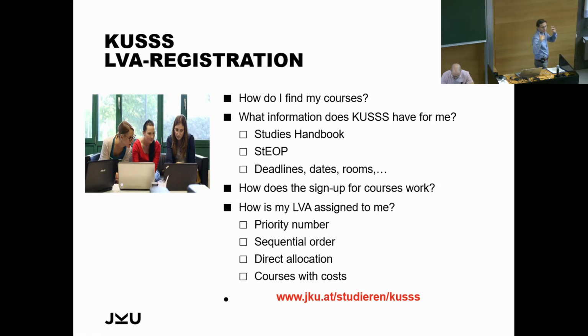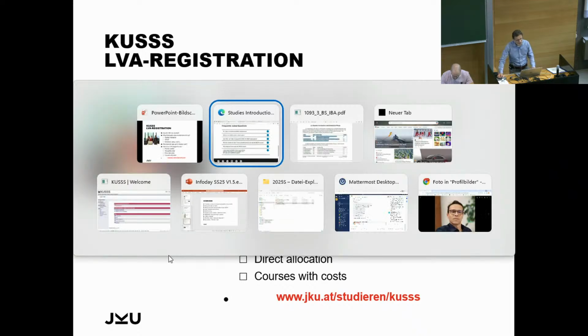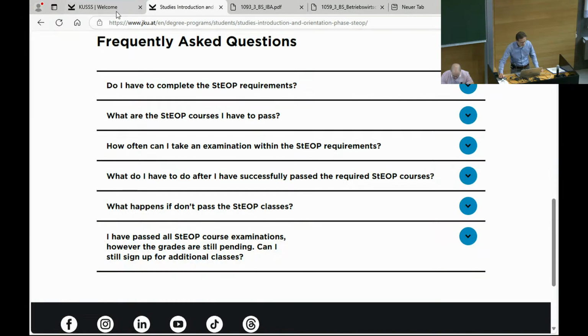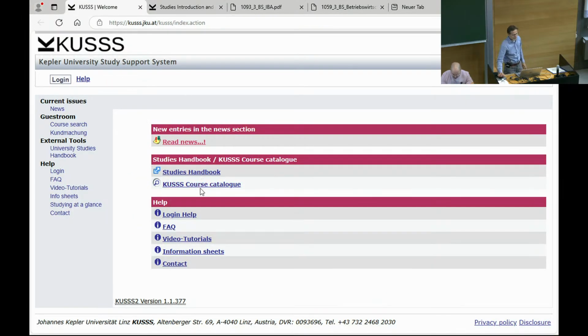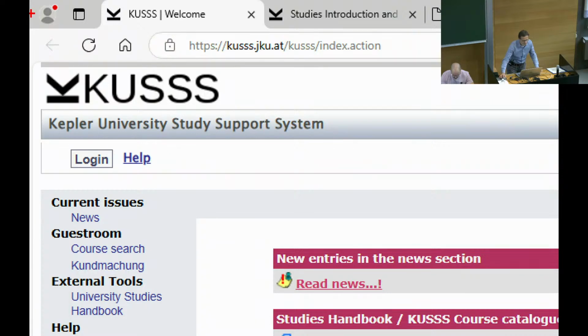And now we really come to the center of this afternoon. After all these theoretical things, I'll show you step by step the Campus University system. And therefore, I just go there. When you start it, you just go to KUSSS.jku.at. And this is the starting mask.